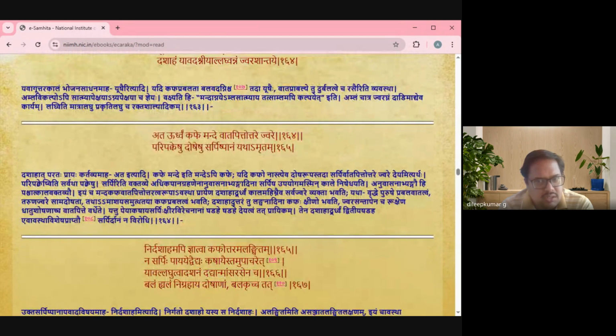Next, when Sarpipana should be given: atha urdhve kaphe mande. When Kapha is very less, Vata Pittottara Jvara, excessive Vata Pitta Pradhana Jvara is there, and all the doshas are paripakveshu dosheshu, that is, there is no Ama condition, then you can go for Sarpipana.